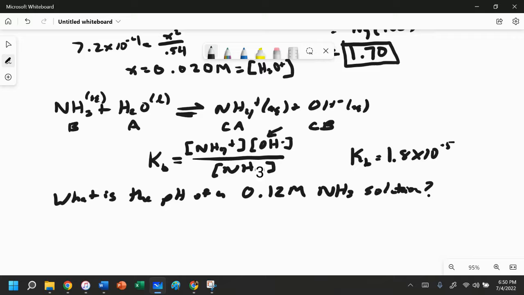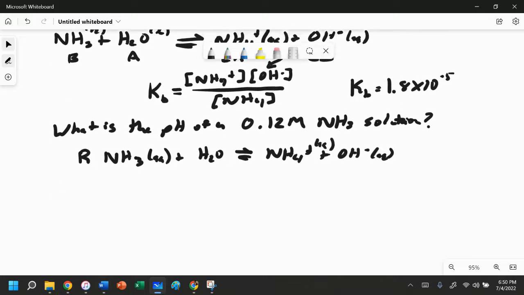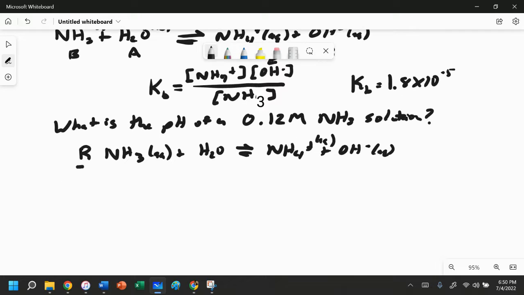So let's go ahead and set up our RICE table. So for our RICE table, the reaction, what's our next step? Well, what's the initial concentration? So our initial concentration of ammonia is 0.12, which was given to us in this problem. So 0.12 molar. Water is a liquid, so we don't have to worry about it at all. Our ammonium, there is no ammonium in this solution initially.